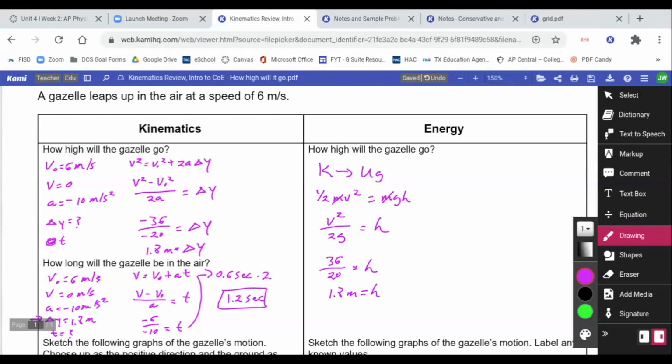I know energy makes things so much better than kinematics. Why, oh, why didn't we start with that? Why did you not use 0 for velocity? Because in the beginning, he had kinetic energy, and that kinetic energy was transferred to gravitational potential.